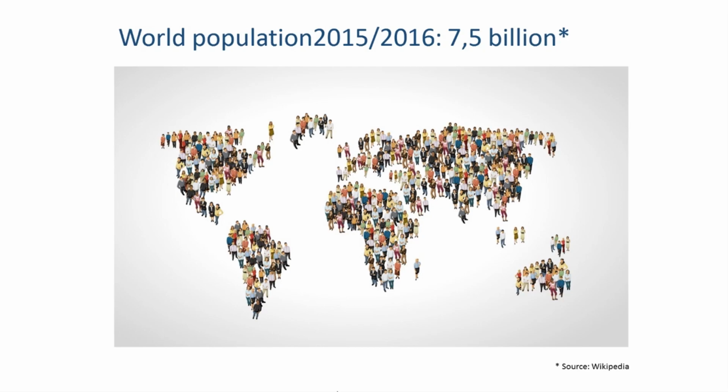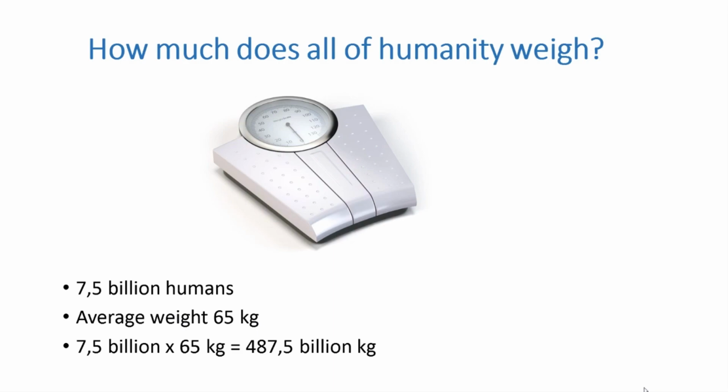As of 2015-2016, there were around 7.5 billion people on planet Earth. Let's assume an average weight of 65 kilos per human, and let's multiply that by 7.5 billion. That gives us a total weight of around 500 billion kilos.